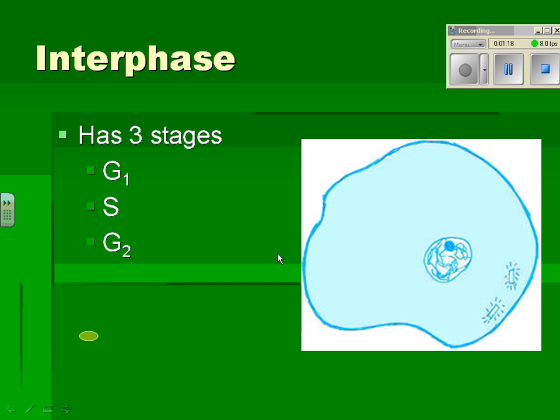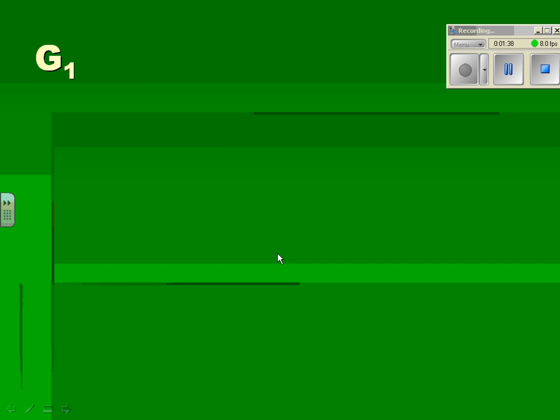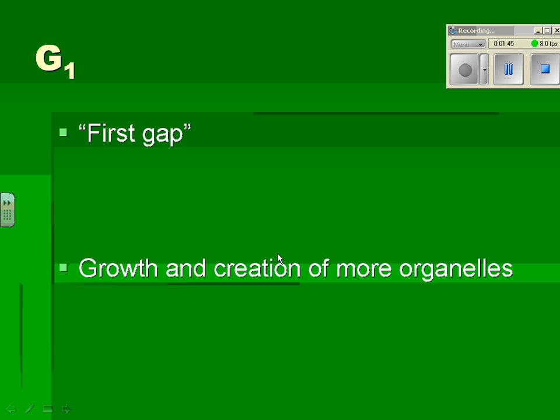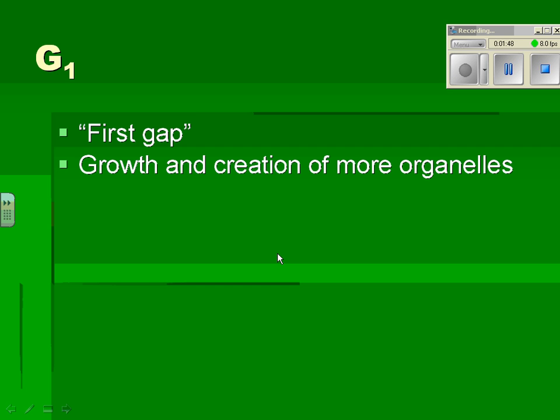In a cell, let's say in the lining of your intestine, if that cell is doing whatever it does, let's say it secretes fluid onto the surface of your intestine, it's still getting ready to divide. And it's going through these 3 stages. I want to talk about these 3 stages because they're kind of important as far as cancer goes. First one is called G1, and the reason it's called G is it means gap. First gap, like if you were looking at this on a timeline.